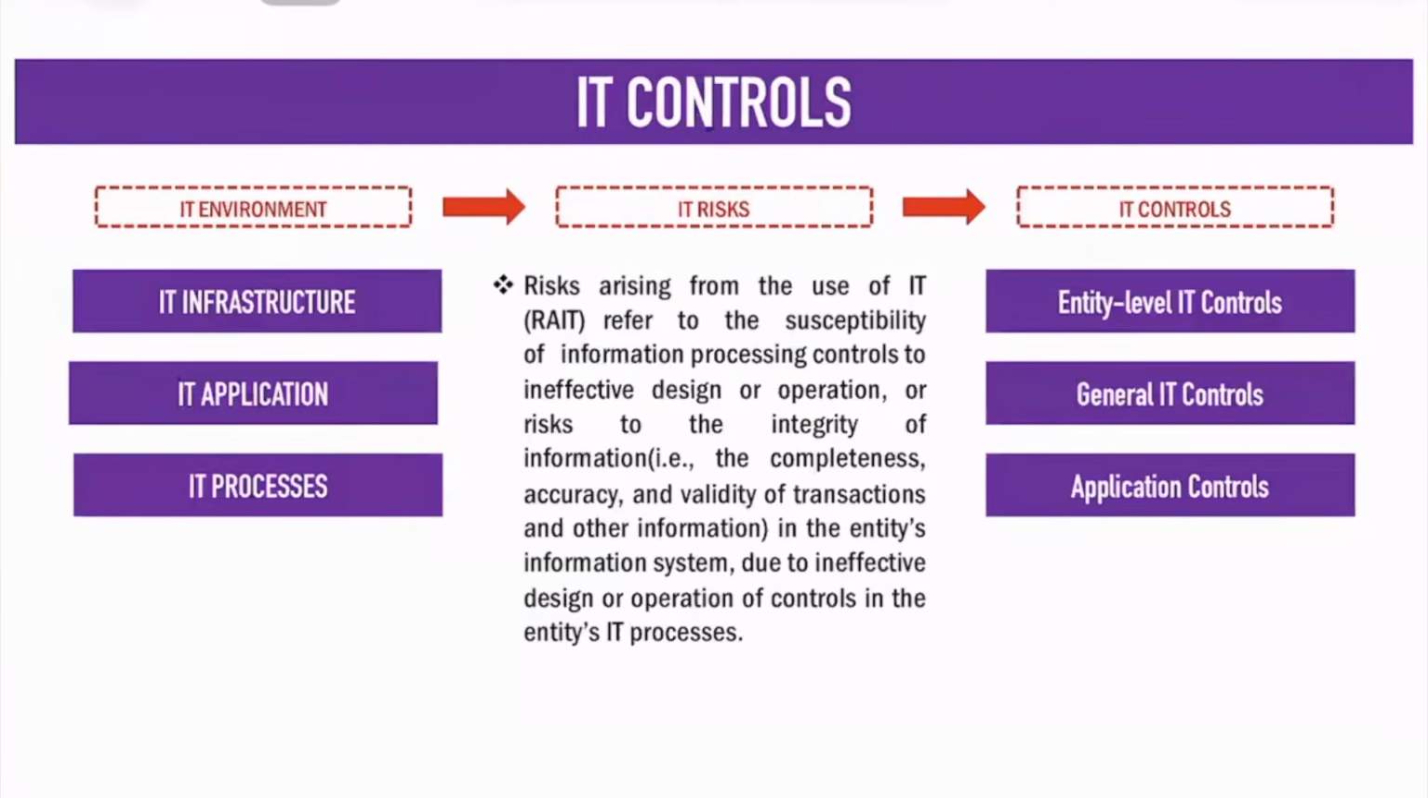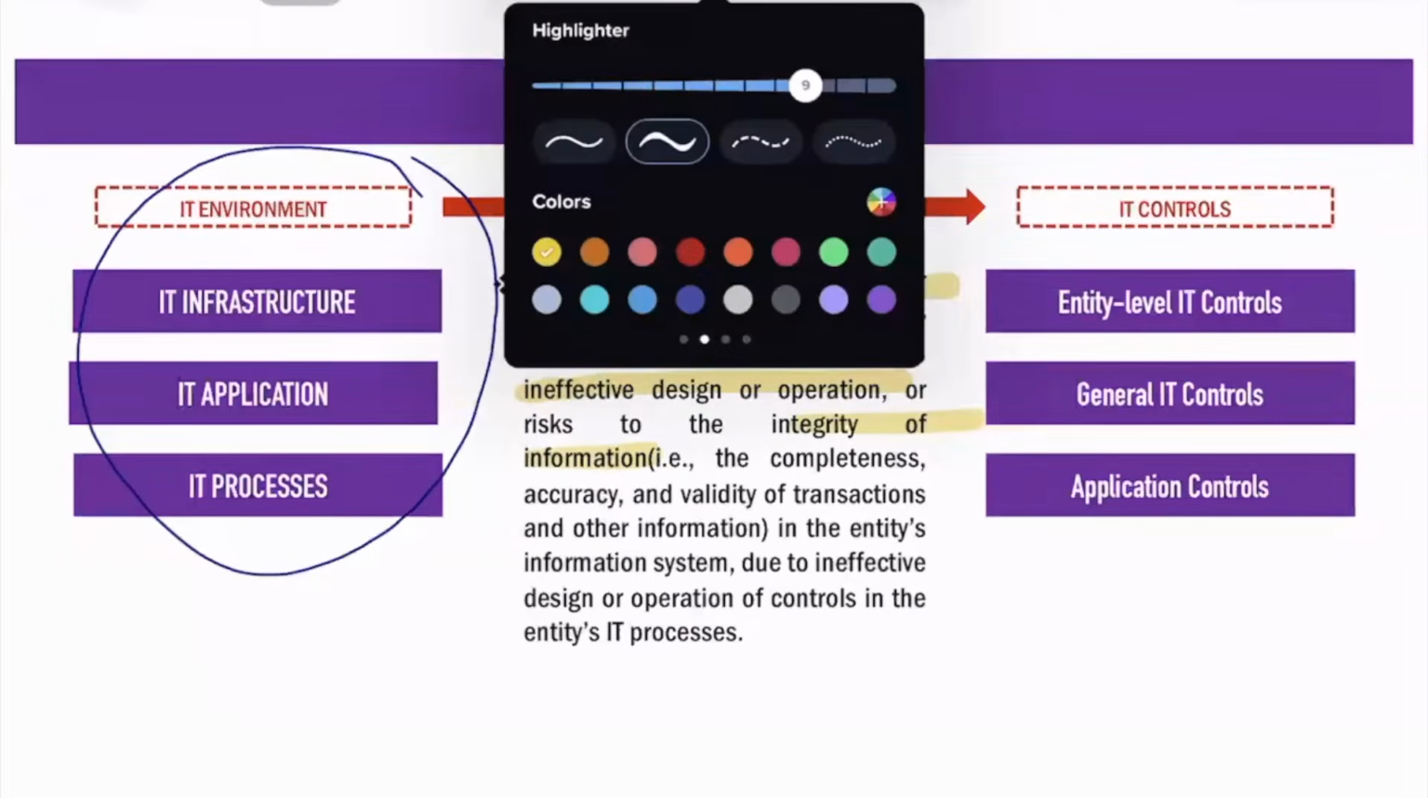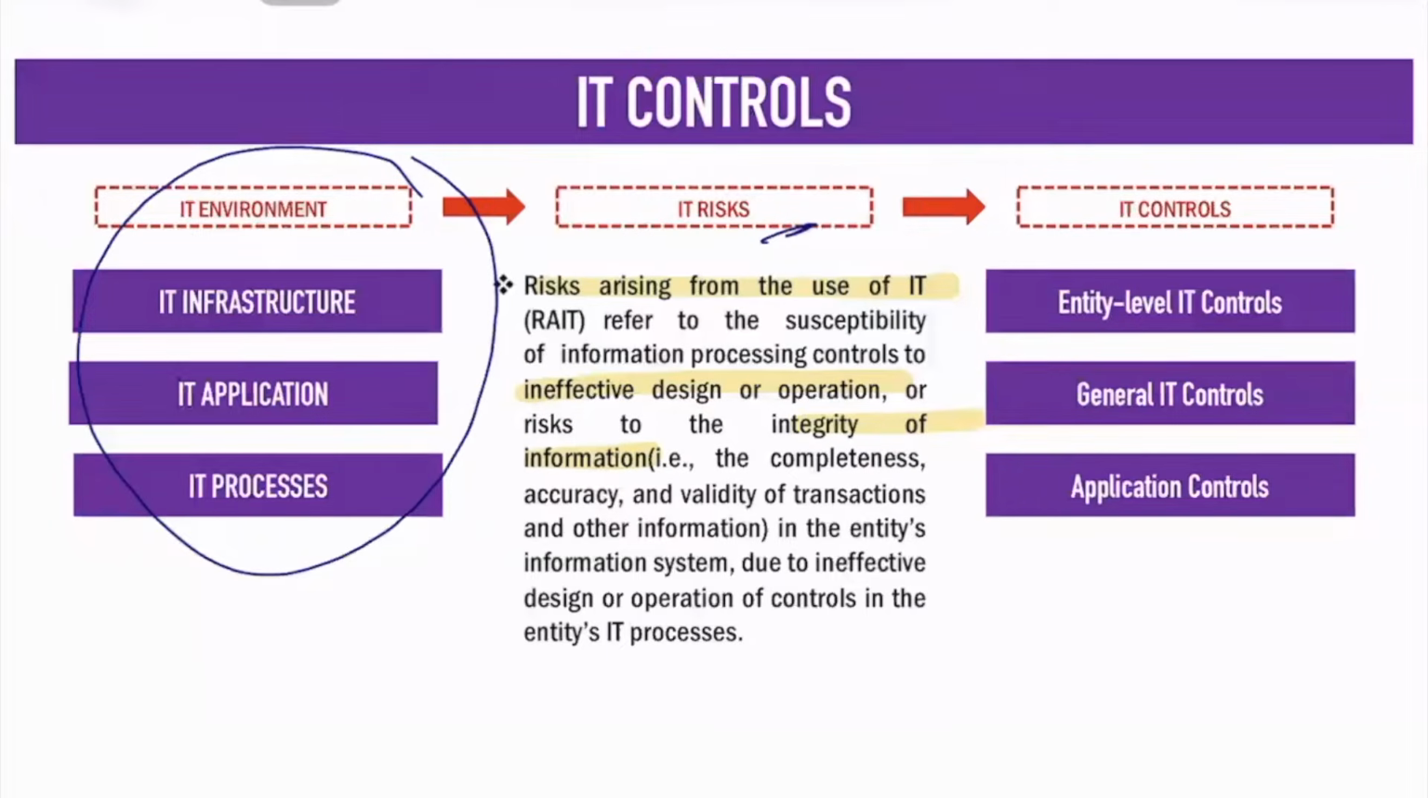Now let's look into your IT controls. So based on your IT environment, there is an inherent IT risk. So what are these IT risks? These IT risks are the risks arising from the use of your information technology, which refers to the susceptibility of information processing controls to be ineffective on the design or operation, and now creates a risk on the integrity of your information. So whenever we talk about integrity of information for IT, that is your completeness, accuracy, and validity of transactions. So therefore, because of your IT environment, it creates now your IT risk.